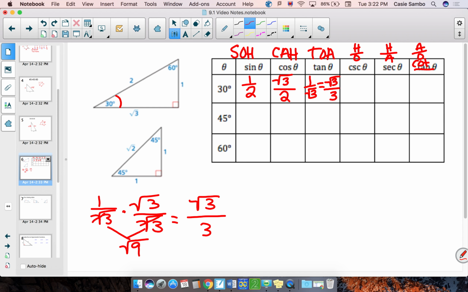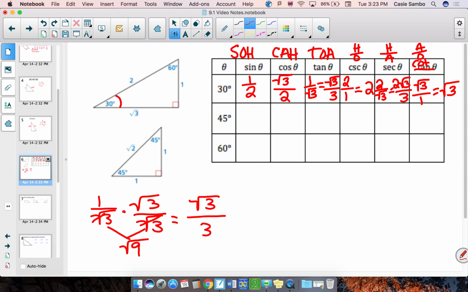On our cosecant, we are doing our hypotenuse, which is 2, over our opposite, which is 1. That reduces to just 2. Our secant, we have 2 over the square root of 3. Again, we would have to rationalize that. I'm not going to show the work for that one. If you have questions, you can ask me about it in class, but we're just going to have 2 square root of 3 over 3. And lastly, our cotangent is just the square root of 3 over 1, because it's our adjacent over our opposite, which reduces to just be the square root of 3.